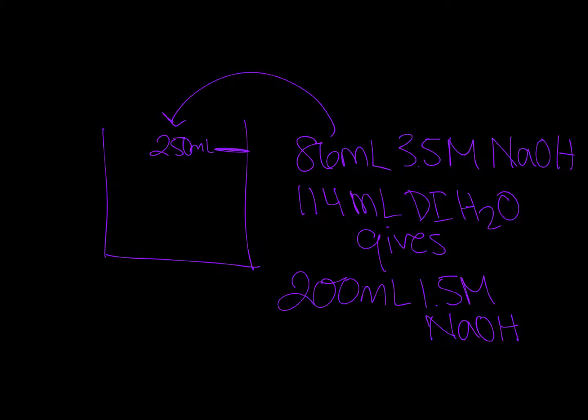So by talking through this question, we've pretty much figured out how to answer the second question, which is how would you prepare this? We'd prepare this by getting a beaker of 250 milliliters or higher so that our solution doesn't overflow, and then into that beaker put 86 milliliters of 3.5 molar sodium hydroxide, 114 milliliters of deionized water, and stir that up. So now we have 200 milliliters of a 1.5 molar sodium hydroxide solution.